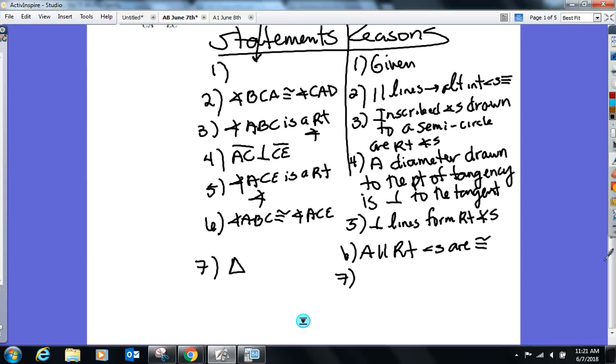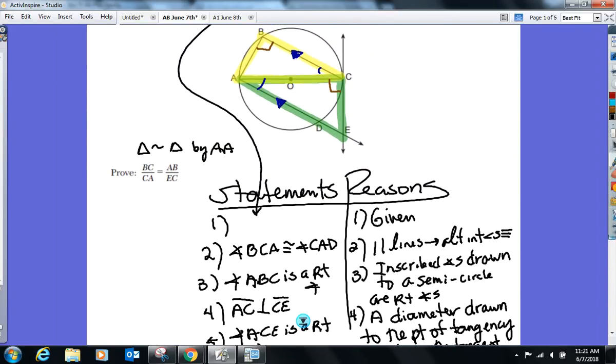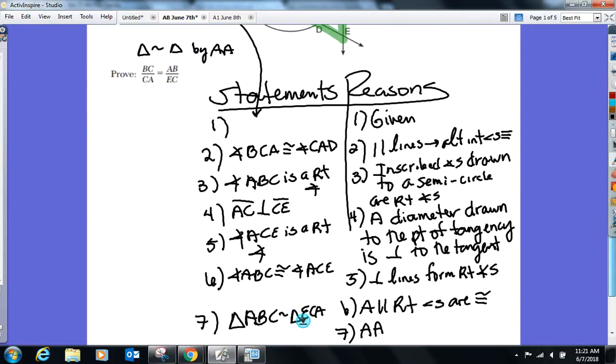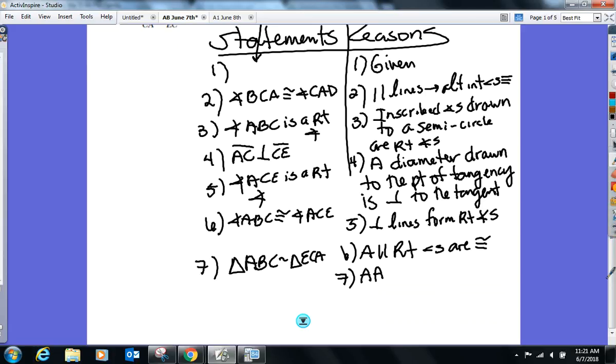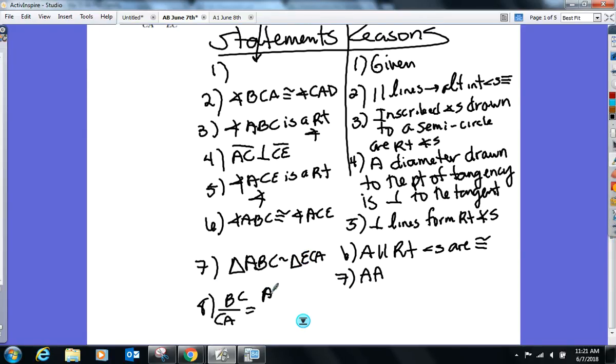Triangle ABC similar to, let's see, if I go ABC, ECA, okay, by angle. And then let's finish this off by saying the sides are in the same ratio. BC over CA is equal to, what do you got there? AB over EC.